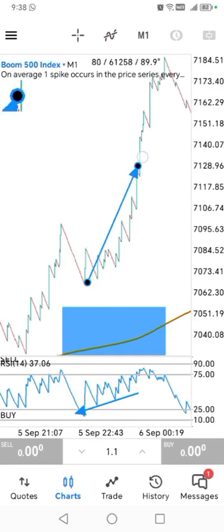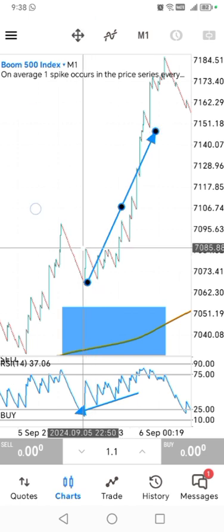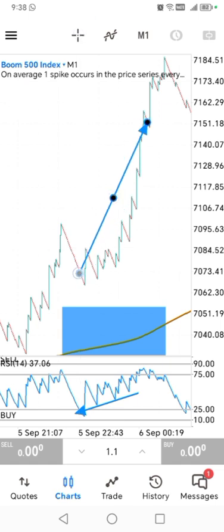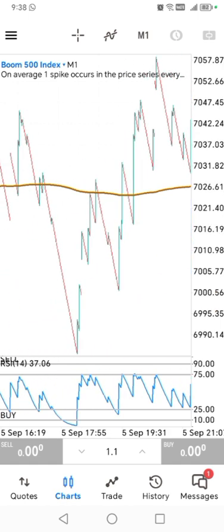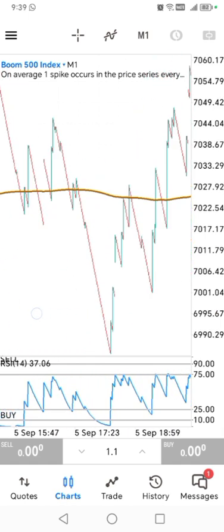So your entry would have been here. If we can compare it, yes, it would have started at this specific point, and then you would have eaten all of these spikes if you were brave enough to hold. You understand? And I want another incident.